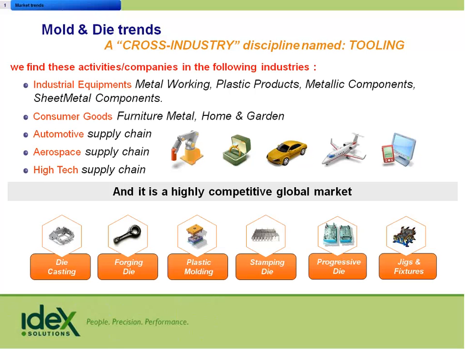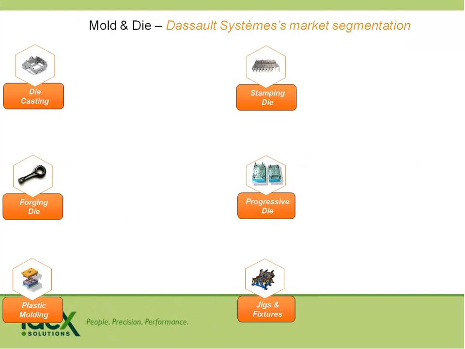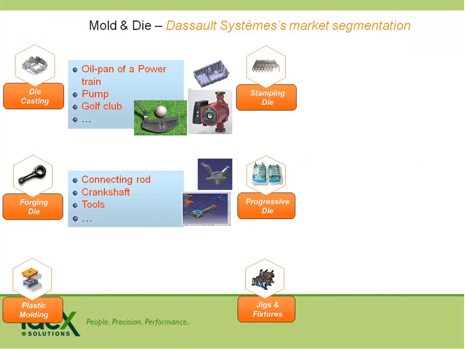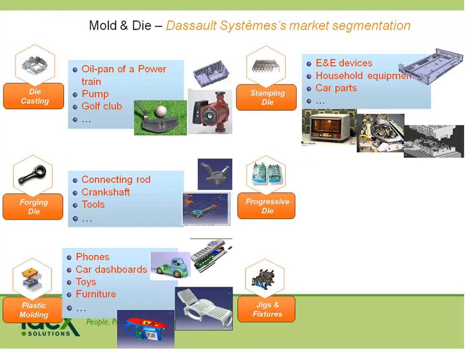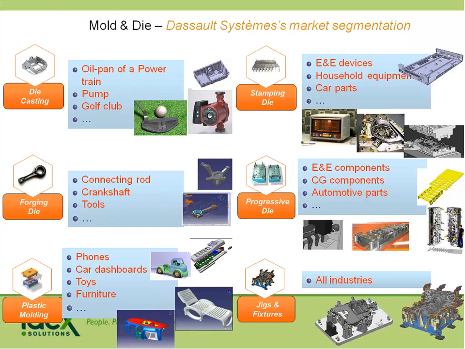So these are just some of the areas that we were focusing on: die casting, forging die, plastic molding, stamping, progressive dies, jigs and fixtures. Very, very high level of behaviors and that can go on. These are just some of the things that we've done: oil pans, pumps, golf clubs, connecting rods, phones. We've done sheet metal for computers, for cars. It doesn't matter. Progressive dies, a lot of it in the aerospace and the automotive and even the consumer goods. And the tooling fixtures, basically all industries. All these are very, very capable.